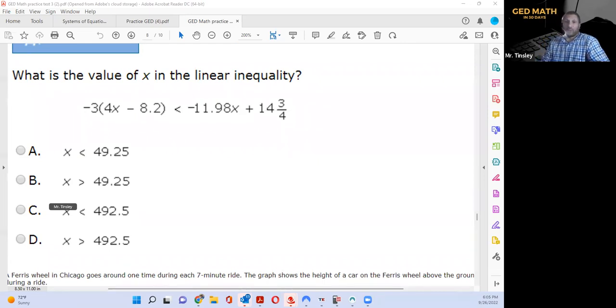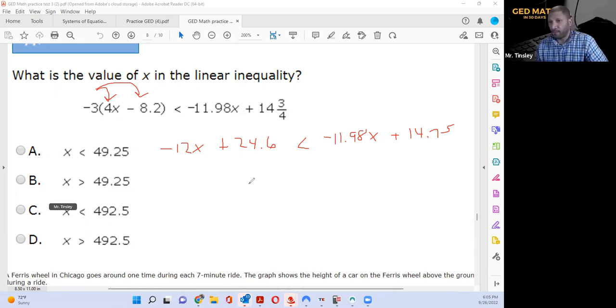If I want to do this by hand, first I'm going to do the distributive property. So I've got minus 12x plus 24.6, right? Less than minus 11.98x. Again, I'm going to change that to a decimal.